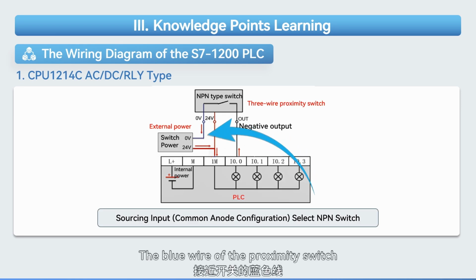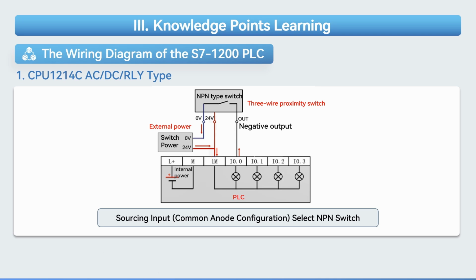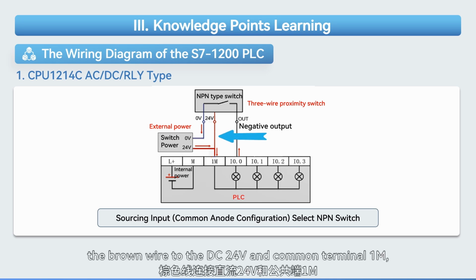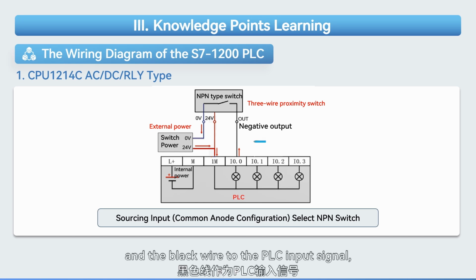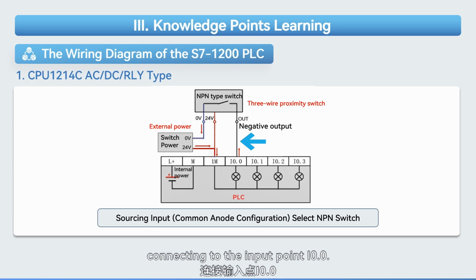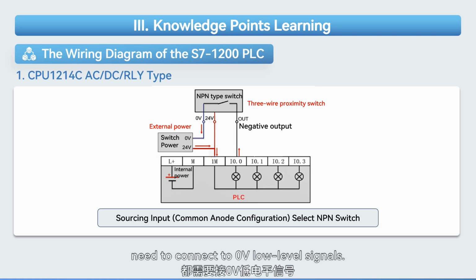The blue wire of the proximity switch connects to the DC 0 volts, the brown wire to the DC 24 volts and common terminal 1M, and the black wire to the PLC input signal, connecting to the input point I0.0. In sourcing input, all PLC input points need to connect to 0 volts low-level signals.